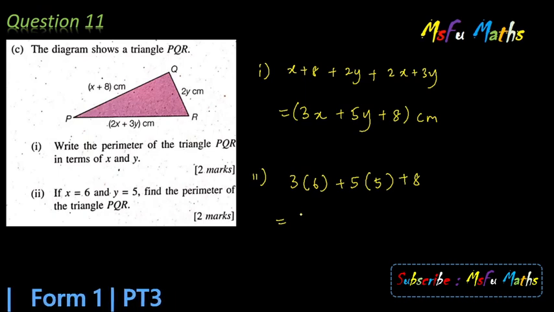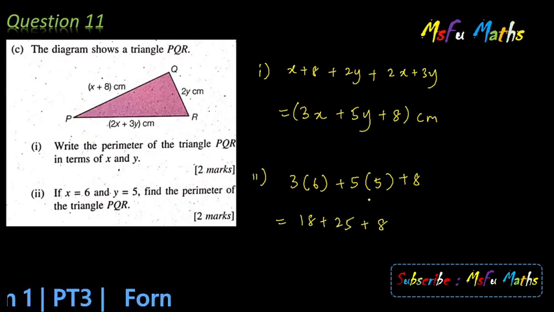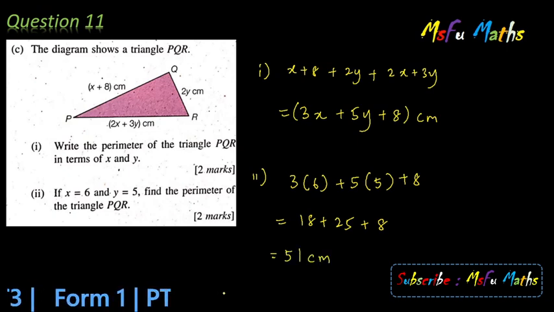So either you press the calculator or you can just do one by one. 3 times 6 is 18, plus 5 times 5 is 25, plus 8. Then you just press 18 plus 25 plus 8. So you should get 51 centimeters. Am I right? 18 plus 25 plus 8. 51. Should be correct, right? That's how you find perimeter.